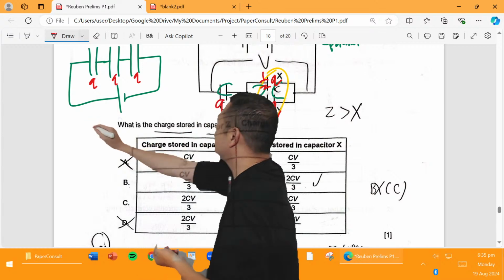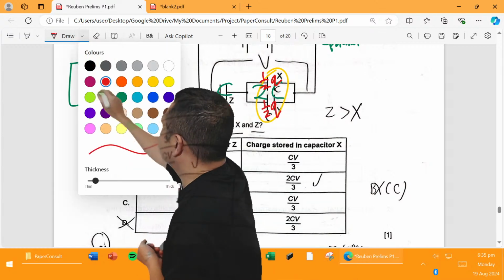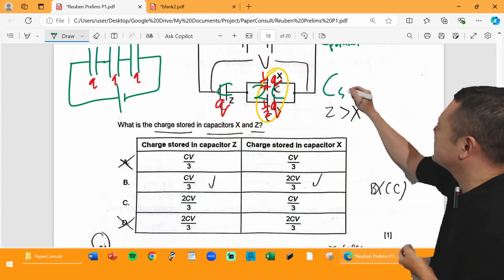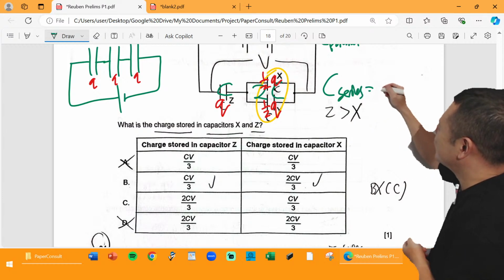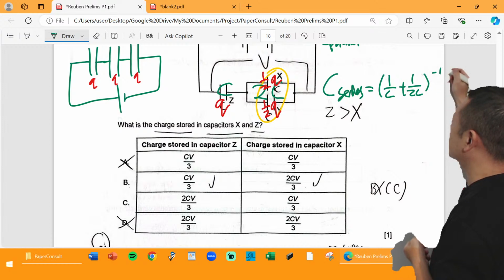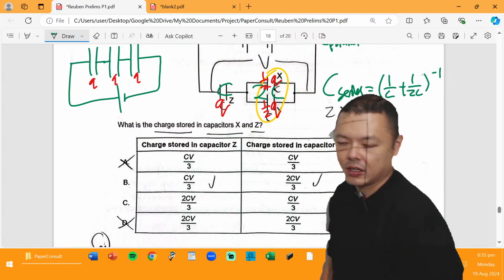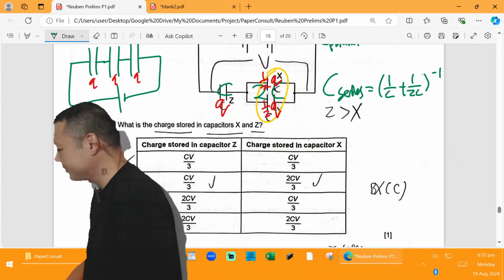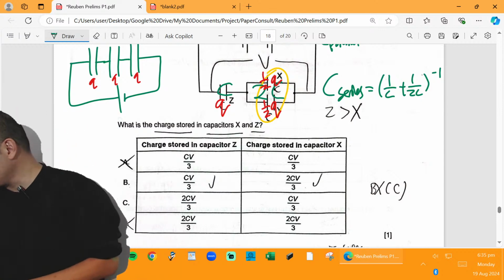So in series is what? What's the total capacitance in series? It will be 1 over C plus 1 over 2C, then to the power minus 1. Okay, you got it. Okay, next one.